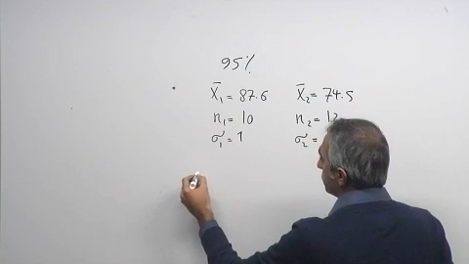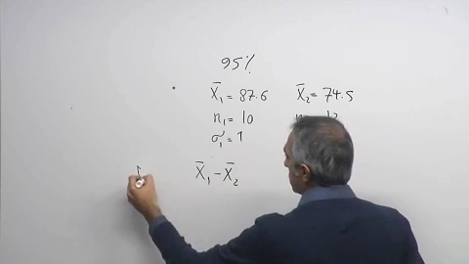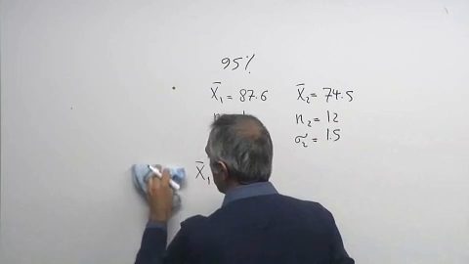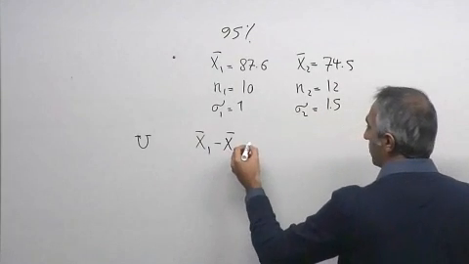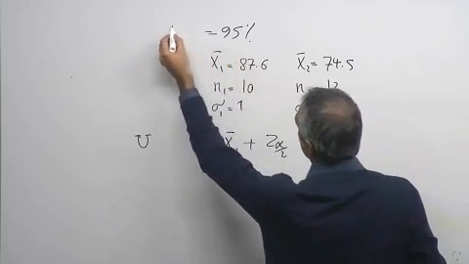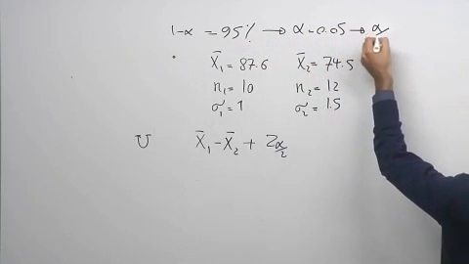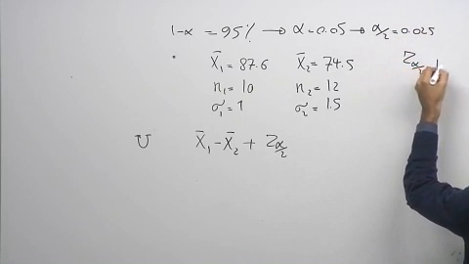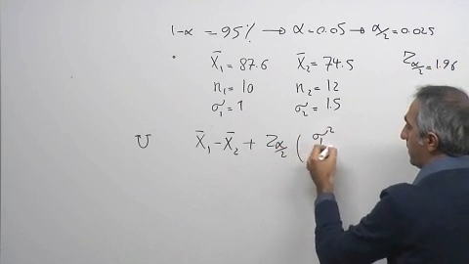So the upper limit is, upper confidence interval, or let's show it. X bar 1 minus X bar 2 plus Z alpha over 2, and this is 1 minus alpha, so your alpha is 0.05, your alpha over 2 is 0.025, and Z of this is what? 1.96. So that's the equation I'm going to use.